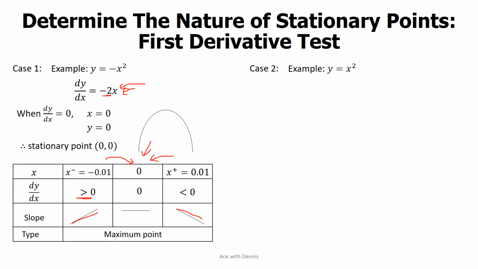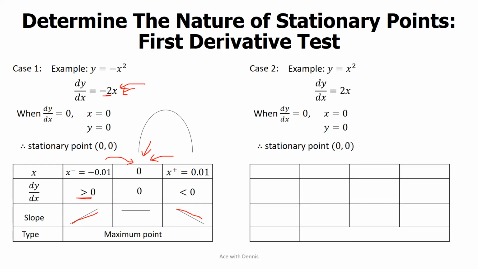Now let's talk about case 2. A simple example is y equals x squared. We do exactly the same steps. First step, differentiate it: dy over dx equals 2x. When dy over dx equals 0, because it is a stationary point, we get x equals 0, and y is 0. So now the coordinates of the stationary point will be (0, 0).